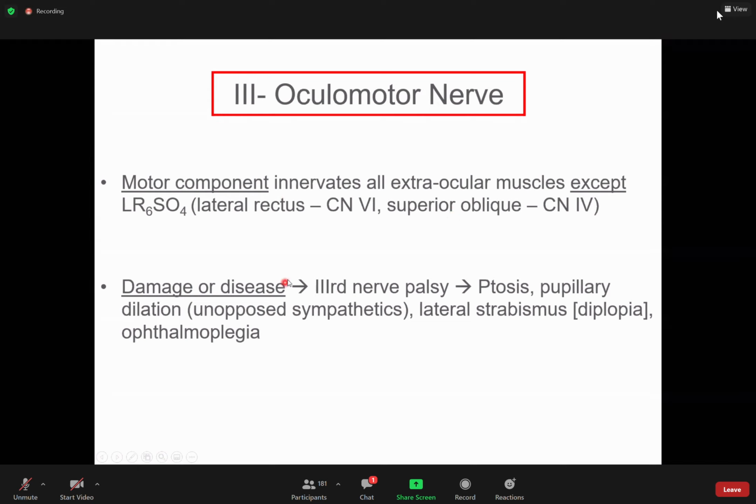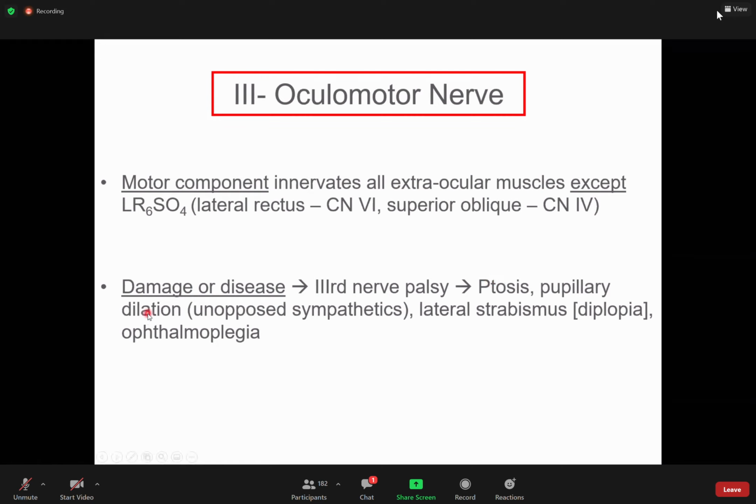So damage or disease to the third nerve will result in ptosis. So there would be drooping of the eyelid, because levator palpebrae superioris is important for elevating the eyelid. So if you have damage to the third cranial nerve, there would be ptosis. That means complete drooping of the eyelid. So it would not be partial ptosis, it would be a complete ptosis here.